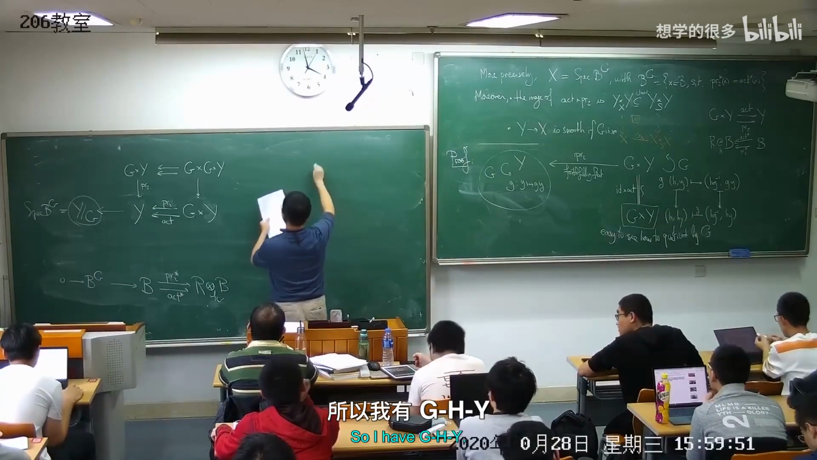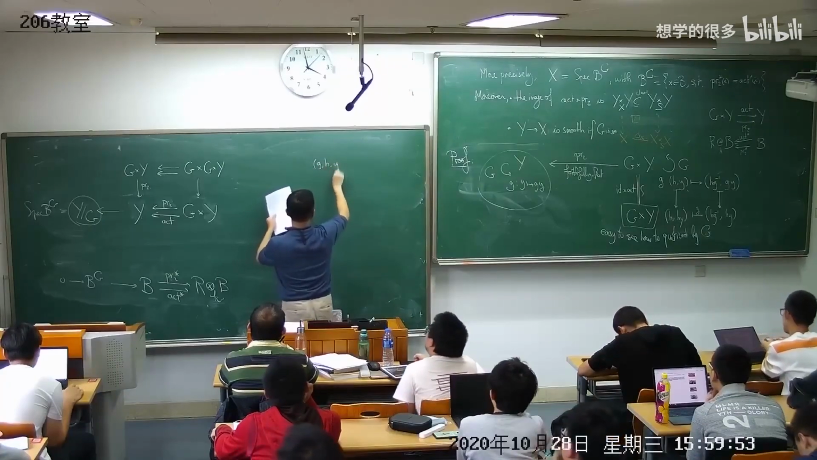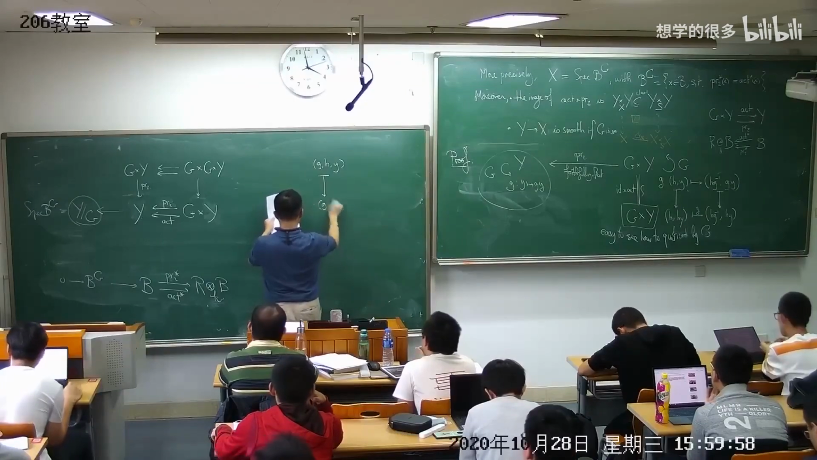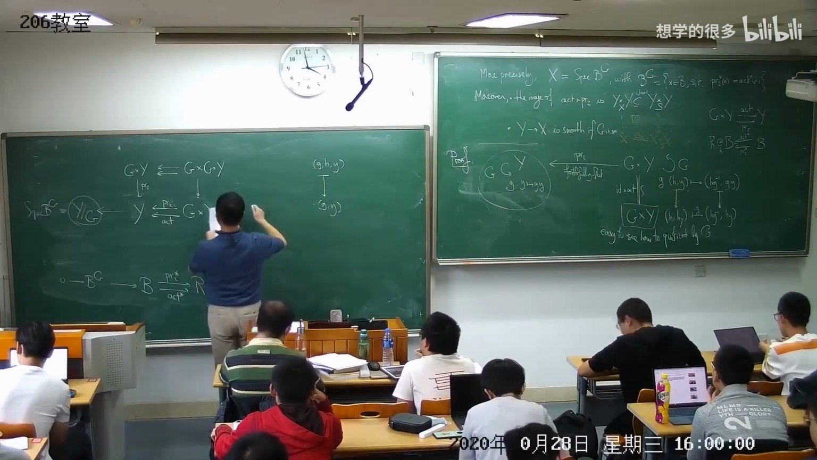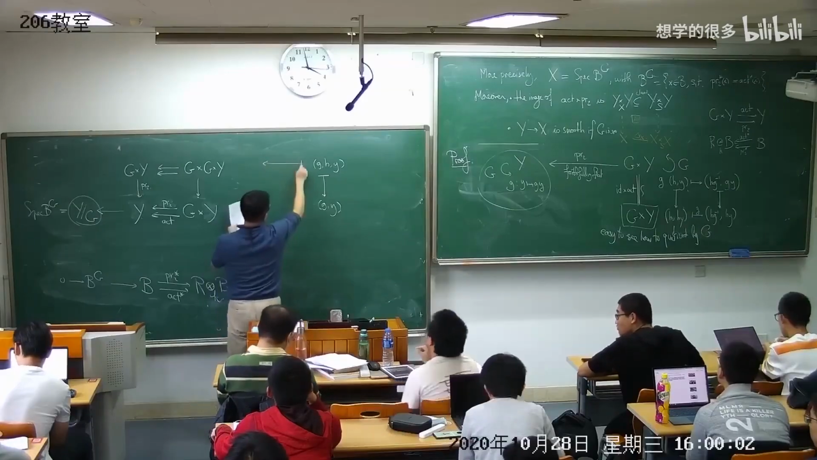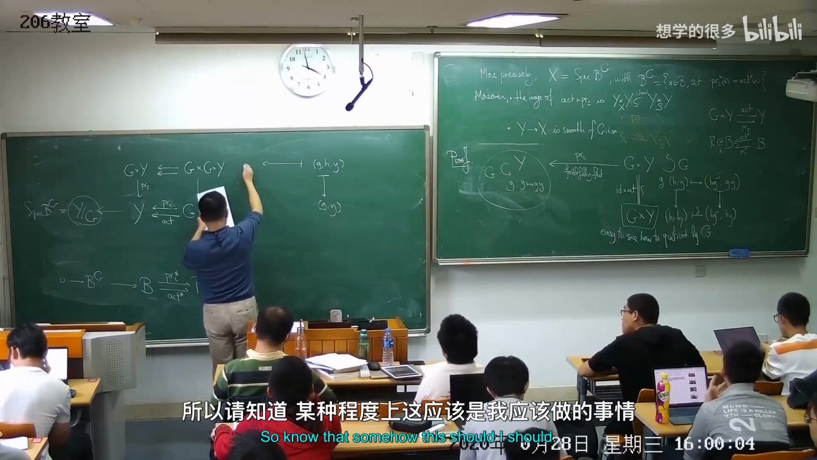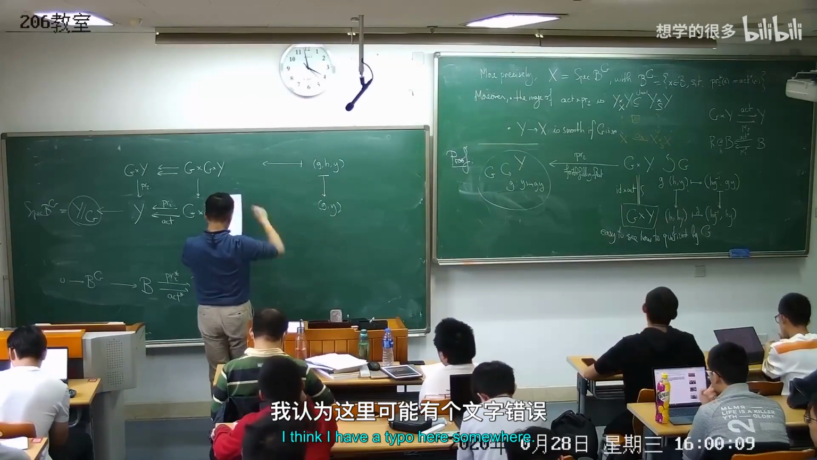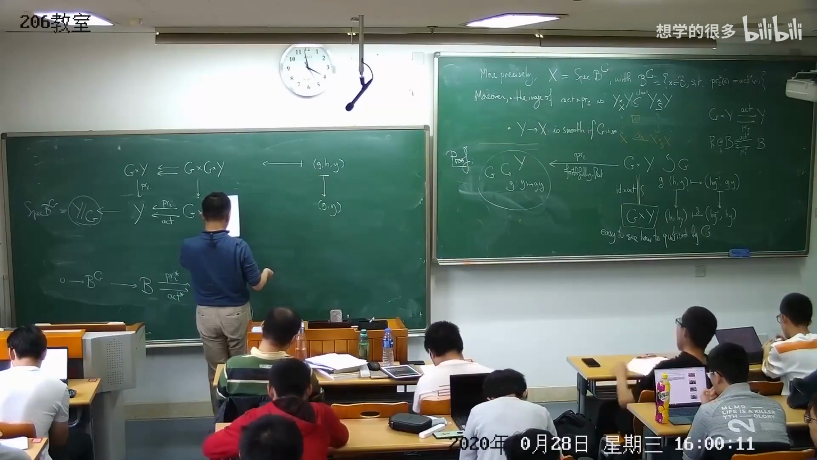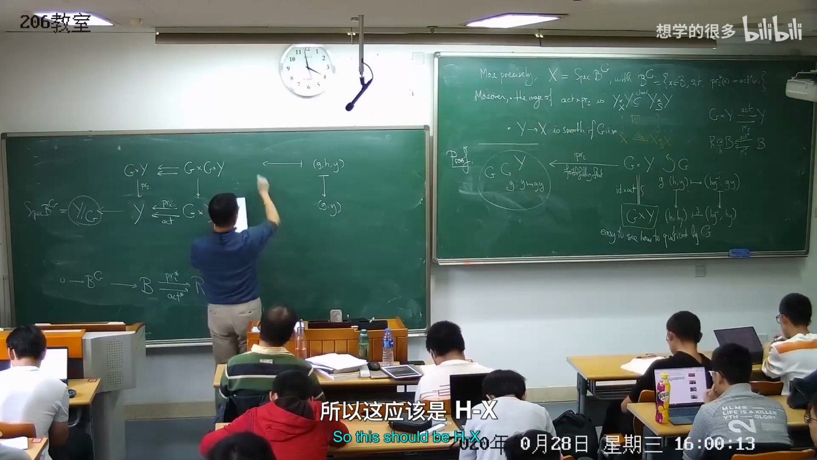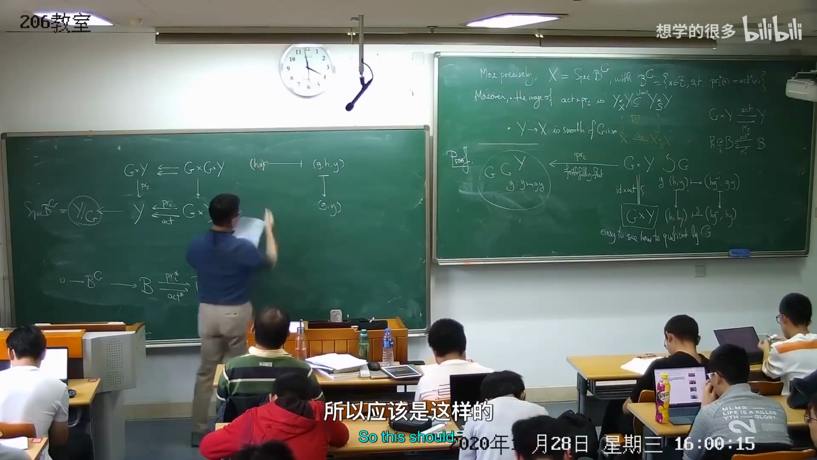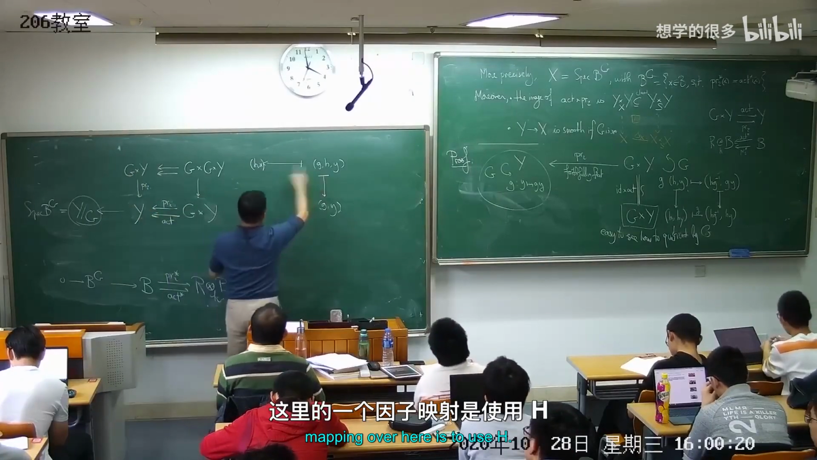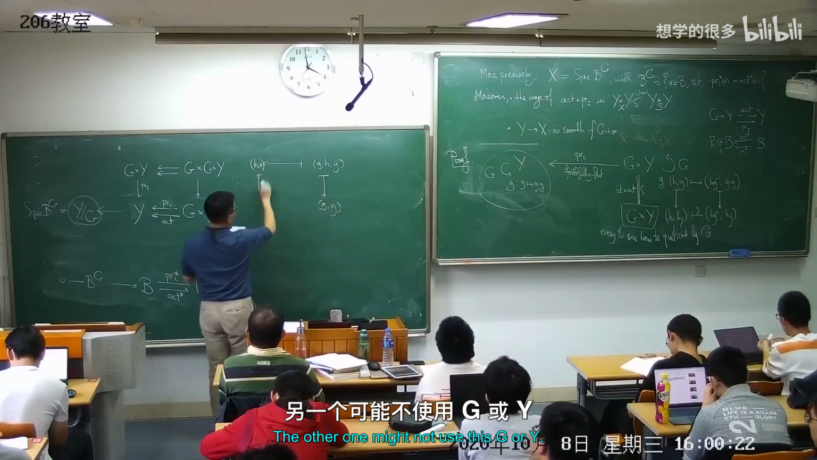Okay. Yes. So I have GHY. Map me over here, I map to GY. This maps over here. So note that somehow these... hold on a sec. I think I have a typo here somewhere. So this should be HX. So this one of the factor mapping over here is to use H. The other one must use this G or Y.